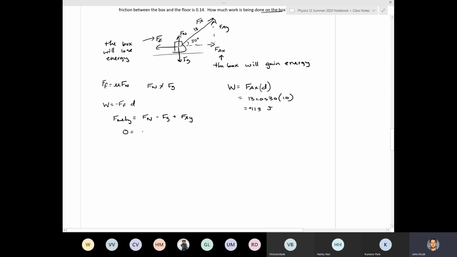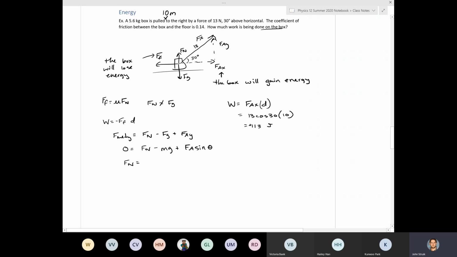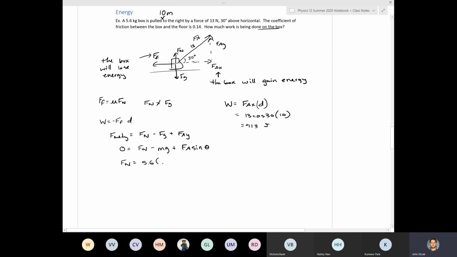So Fn, that's what we're trying to find. Now, the reason why F net Y is 0 is because the block isn't moving up or down. The acceleration in the Y direction is 0. So when we go MA, AY is 0, equals Fn minus mg plus FA sine theta. So to find Fn will be mg minus FA sine theta, so what's the mass? 5.6 times 9.8 minus 13 sine 30. So I'm moving the mg over and the FA sine theta over and solving for Fn.